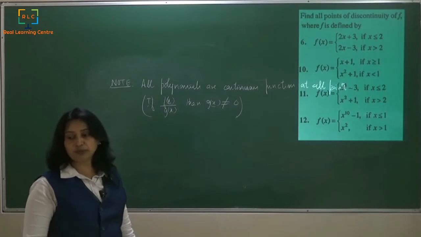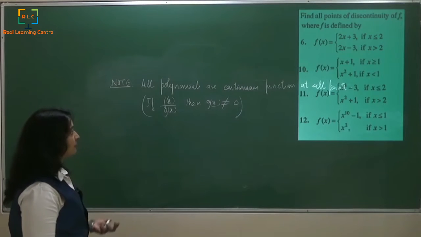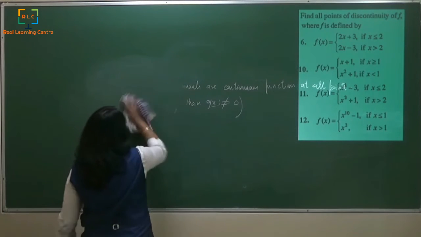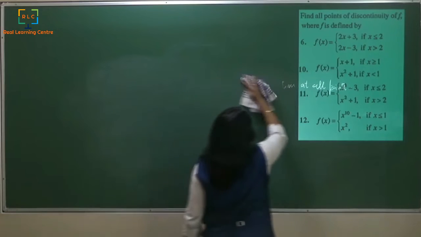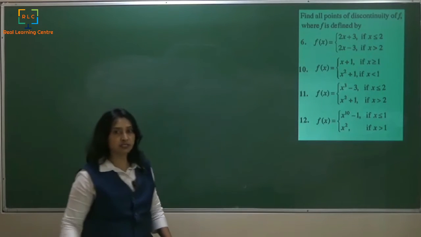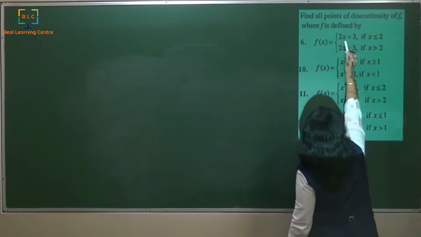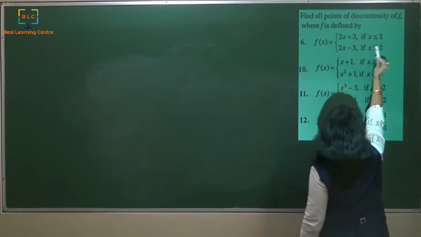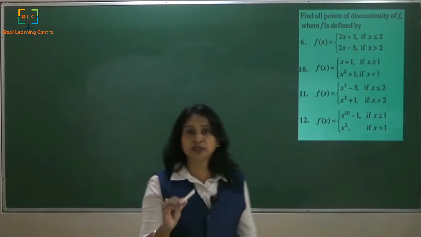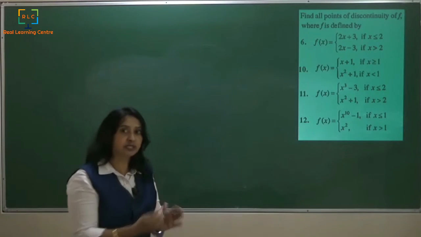Okay, so now we are coming to the point to find out the points of discontinuity where f is defined by. And now in this you see, all this time in the previous questions we saw that there was only one function given to us. See, now they have told us that when x is less than or equal to 2 I should choose this function, and when x is greater than 2 I should choose this function. So your first job is to find out the function at that particular point, take that function and then continue.